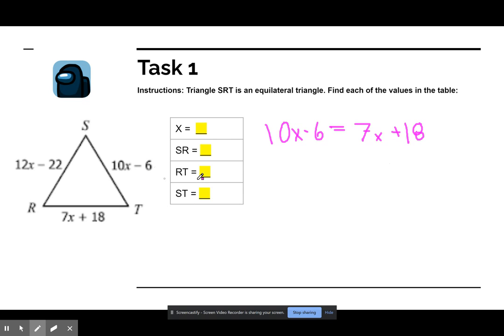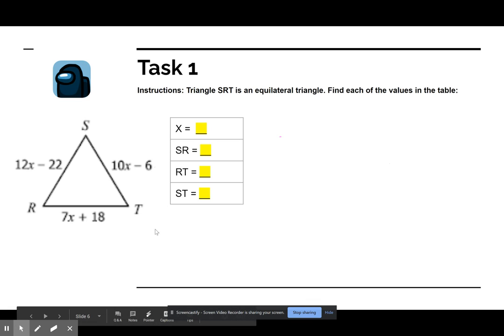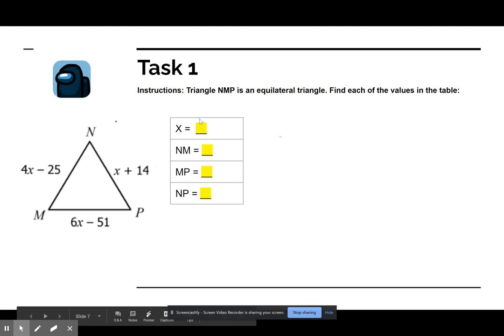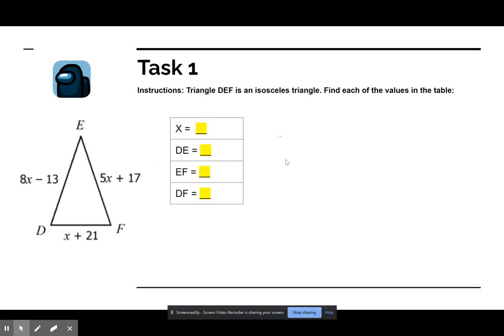And then once we have x, we plug it back in to all three of these side lengths to find that side length. Well, actually, we know that it's an equilateral triangle, so really all you have to do is find one of these things, and we know that they're all the same. So do that process for these first three examples, which are all equilateral triangles. And the last two examples are isosceles triangles.